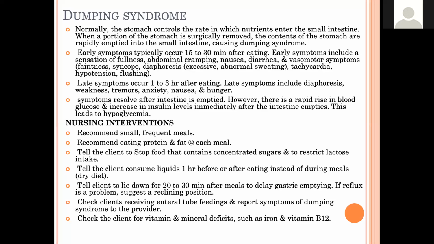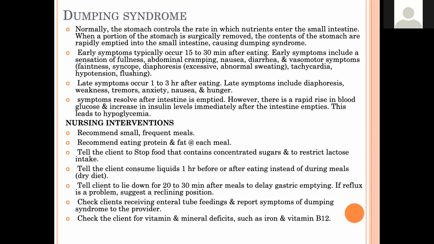So we recommend small, frequent meals. We recommend eating protein and fat at each meal. Tell the client to stop food that contains concentrated sugar and restrict lactose intake. Tell the client to consume liquids an hour before or after eating instead of during the meal. Okay. I tell the client to lie down for about half an hour after the meal to delay gastric emptying. If reflux is a problem, tell them to recline, not too far, okay, but maybe like a modified Fowler's, okay.